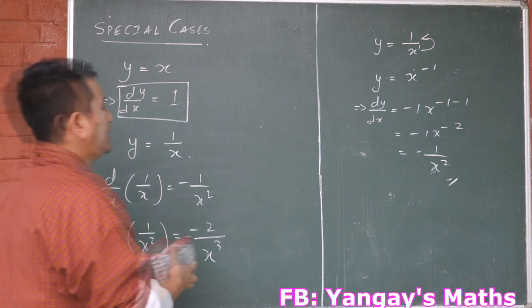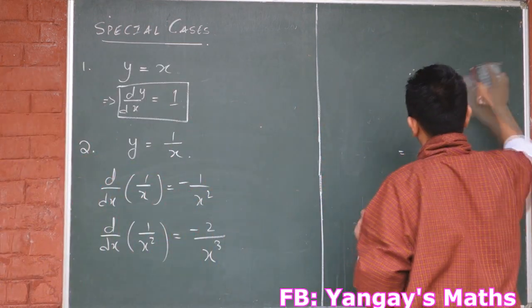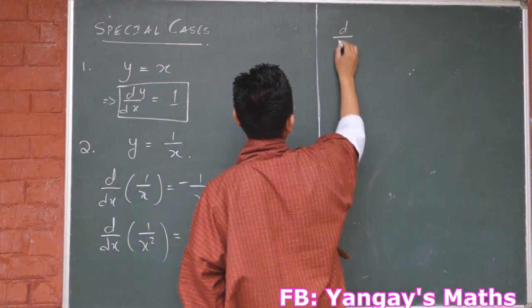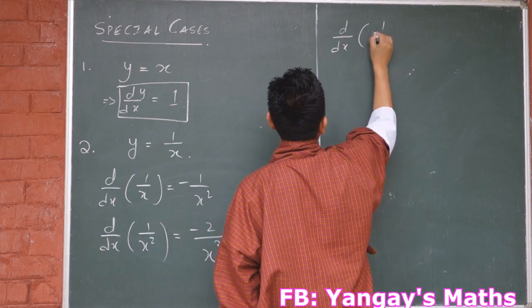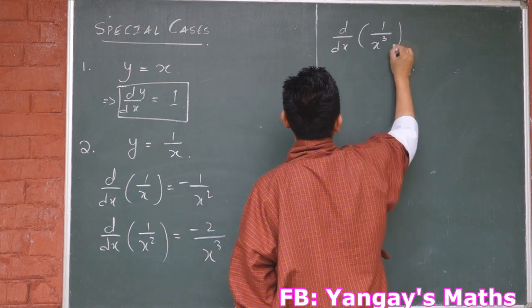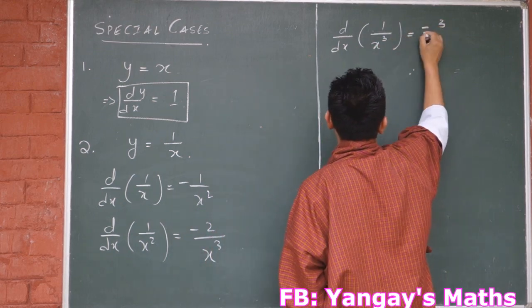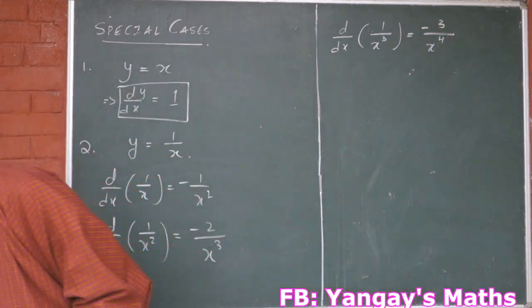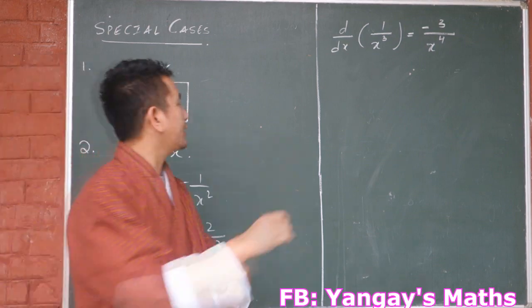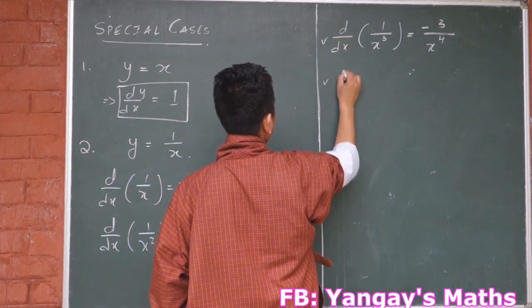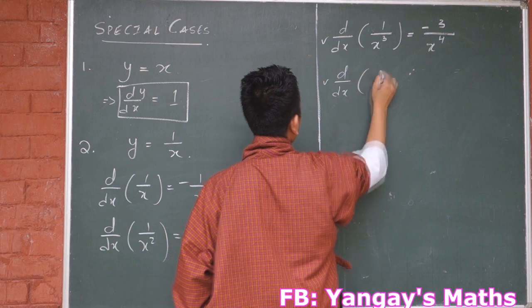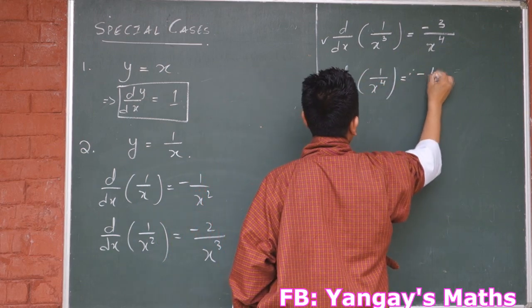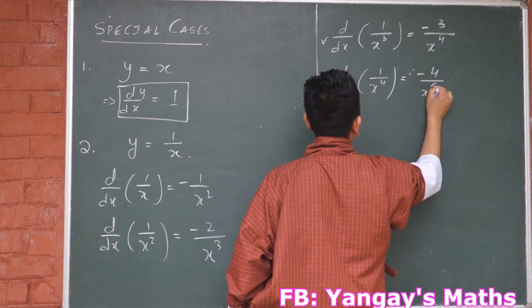Then similarly, differentiation of 1 by x cubed is nothing but negative 3 divided by x raised to power 4. I hope you are getting the pattern. Please try to get the pattern here. Then the next one, differentiation of 1 by x raised to power 4 is nothing but negative 4 divided by x raised to power 5.